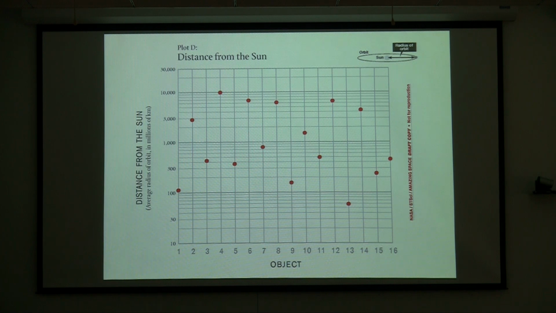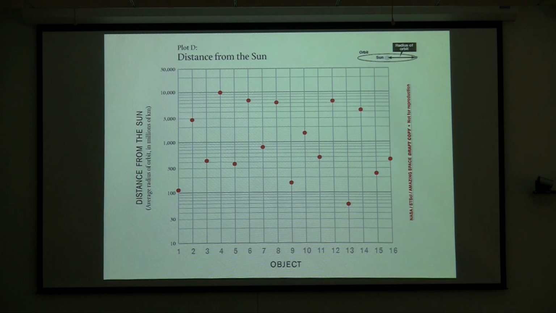The numbers we're looking at are between 60 million and 10 billion. All right, 60 million to 10 billion kilometers, yes. 60 million to 10 billion kilometers away from the sun. Okay? All right, that's good.